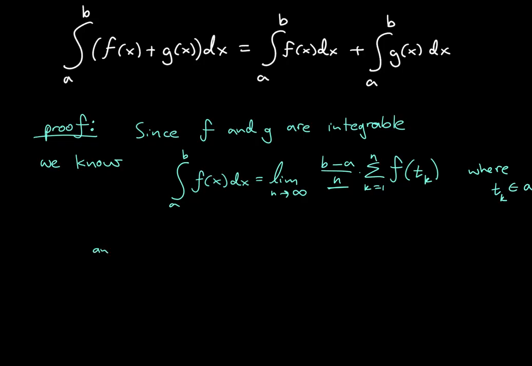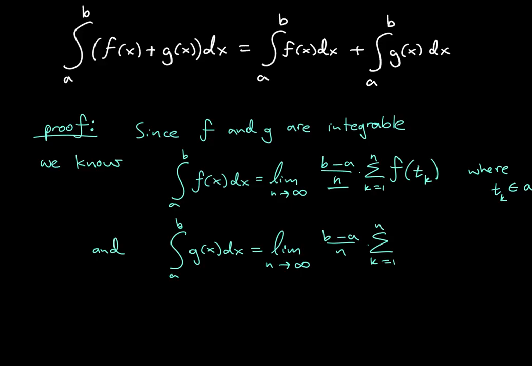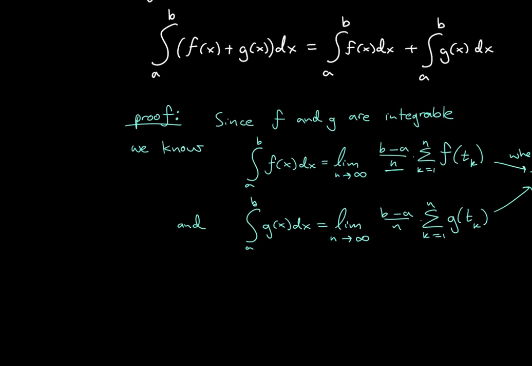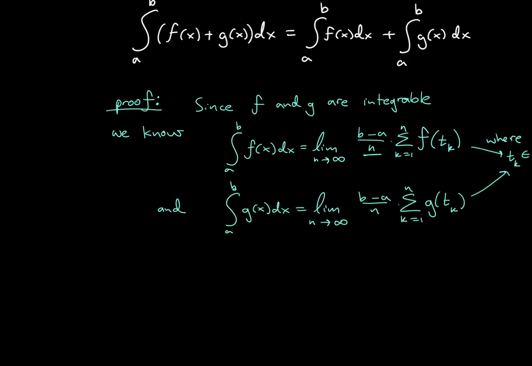And we also know the same corresponding sentence for g. So the integral from a to b of g of x dx. Since that is integrable, we know we can write this as the limit as n approaches infinity of (b minus a)/n times the sum as k ranges from 1 to n of g of t sub k. And again, t sub k is defined that way in both of these cases. Well, then what would this object be?